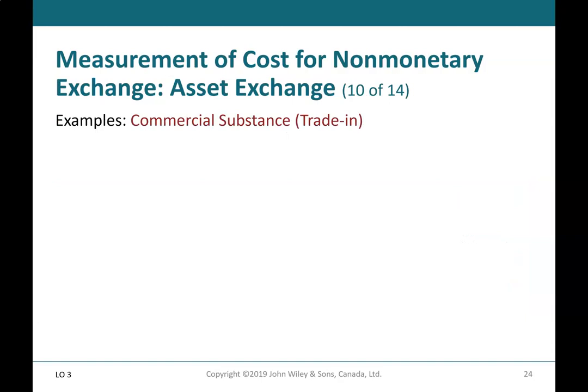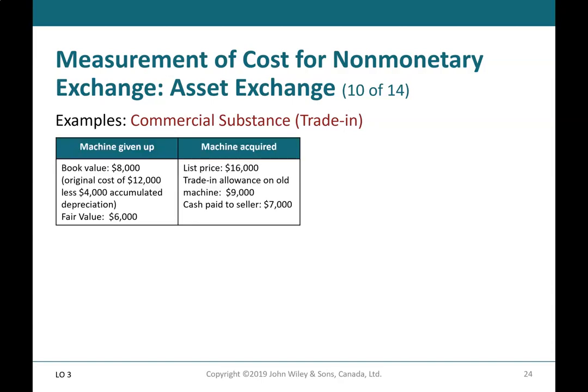Measurement of cost for non-monetary exchange, Asset Exchange 10 of 14. Examples: commercial substance trade-in. Machine given up, book value $8,000, original cost of $12,000 less $4,000 accumulated depreciation, fair value $6,000. Machine acquired, list price $16,000, trade-in allowance on old machine $9,000, cash paid to seller $7,000.